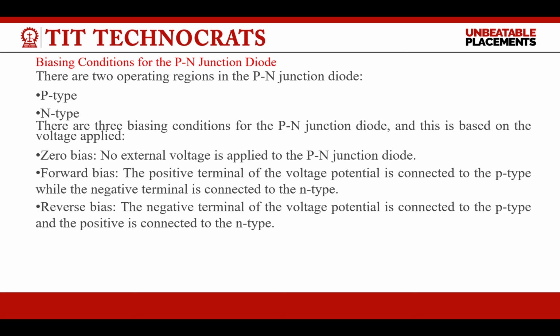Now we can start the biasing conditions for the p-n junction diode. There are two operating regions in the p-n junction diode, that is p-type and n-type, with three biasing conditions. First one is zero bias, having no external voltage applied to the p-n junction diode. The second one is forward bias, which is defined as the positive terminal of the voltage potential connected to the p-type, while the negative terminal is connected to the n-type. And the third one is reverse bias. The negative terminal of the voltage potential is connected to the p-type and the positive is connected to the n-type.